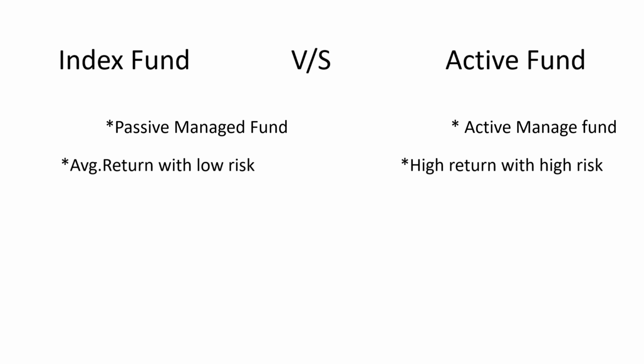An index fund has a low expense ratio, an active fund has a high expense ratio. An index fund gives average return with low risk. An active fund gives high return with high risk. Now look at the comparison between the index fund and the ETF.